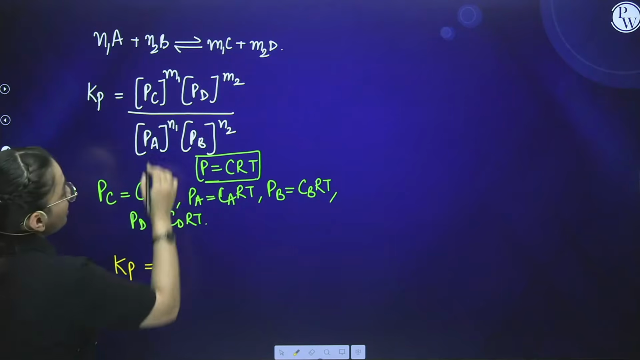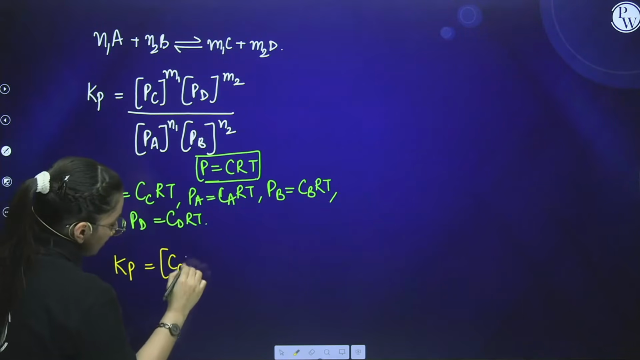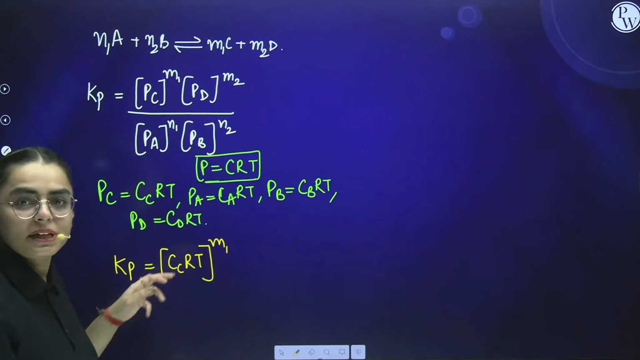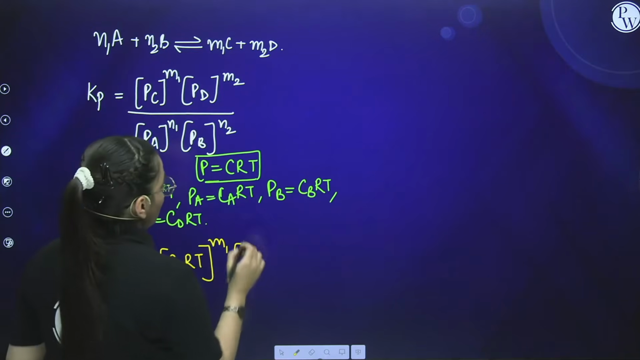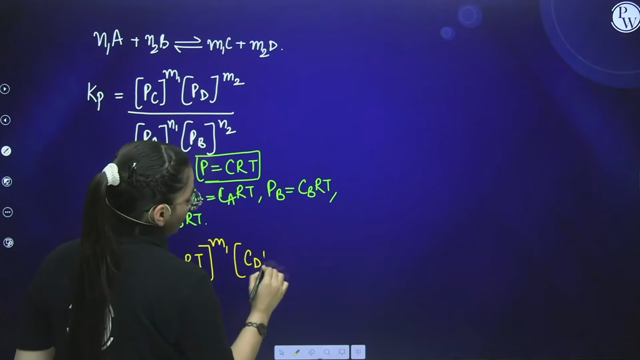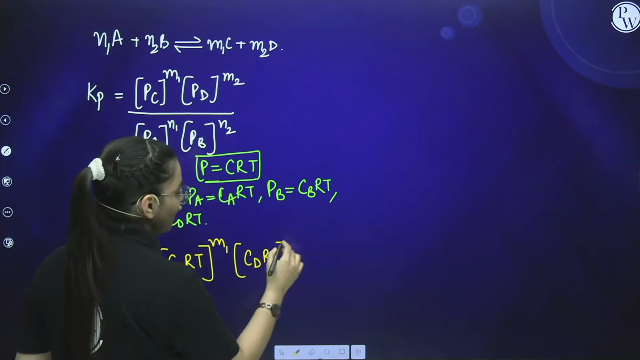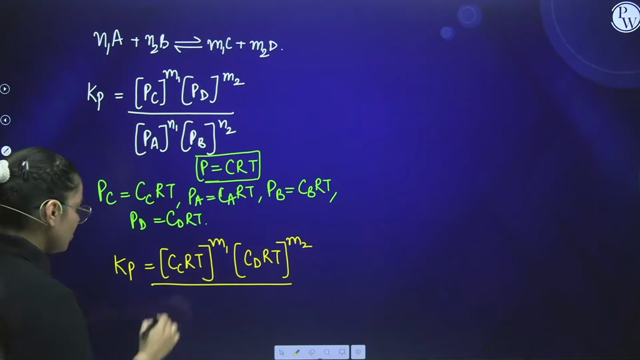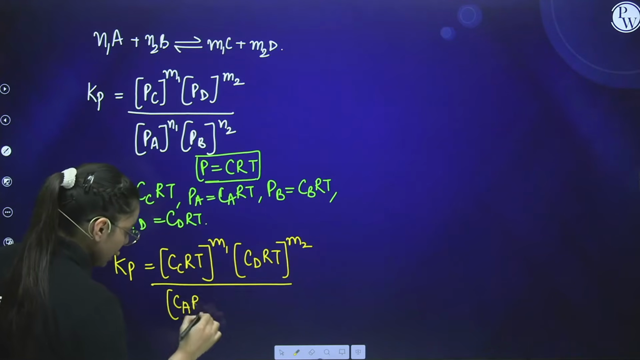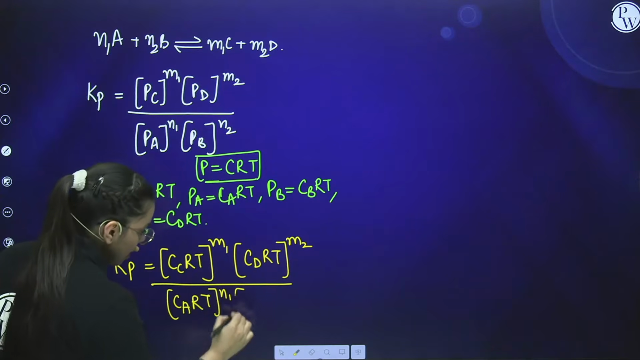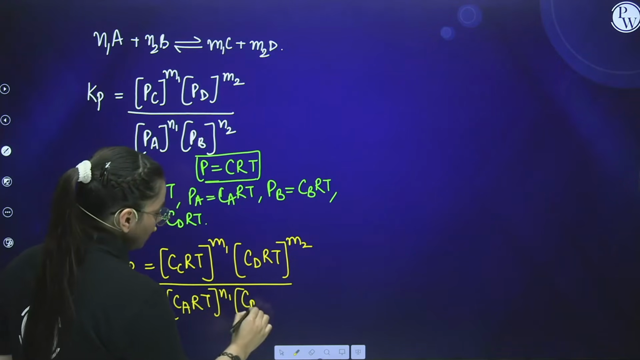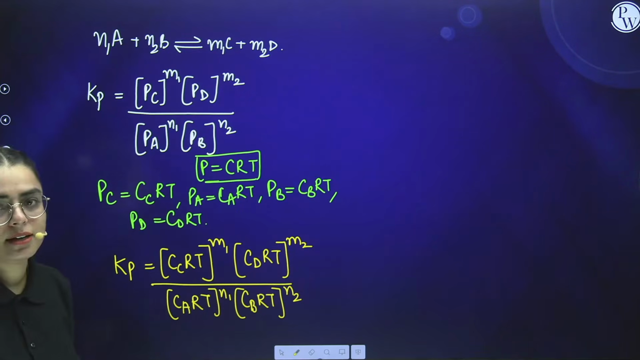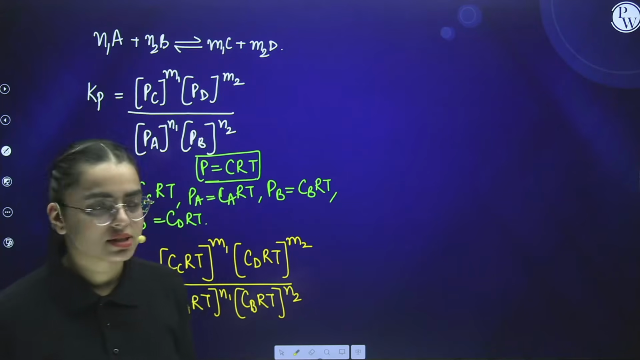Kp is equal to, now PC is basically concentration of C into RT and it has a power of M1. In the previous case, the power was 1, but here it is M1. Now, what is PD? The concentration of D into RT. The power is going to be M2. Now divided by, what is PA? It is the concentration of A into RT and the power is N1. Now what is PB? It is the concentration of B into RT and the power is N2. Right? Now let us separate RT and the concentrations individually.